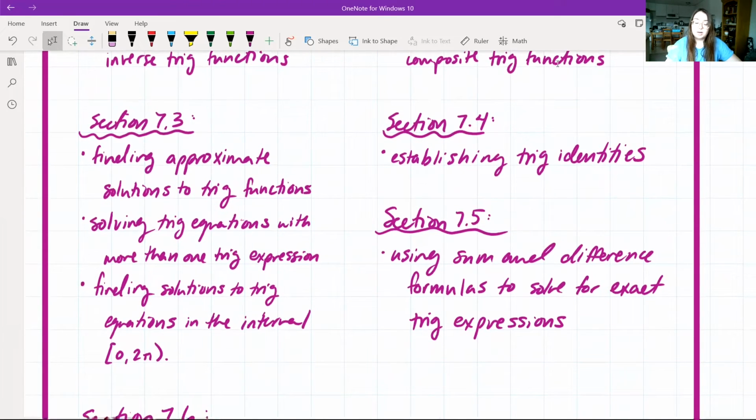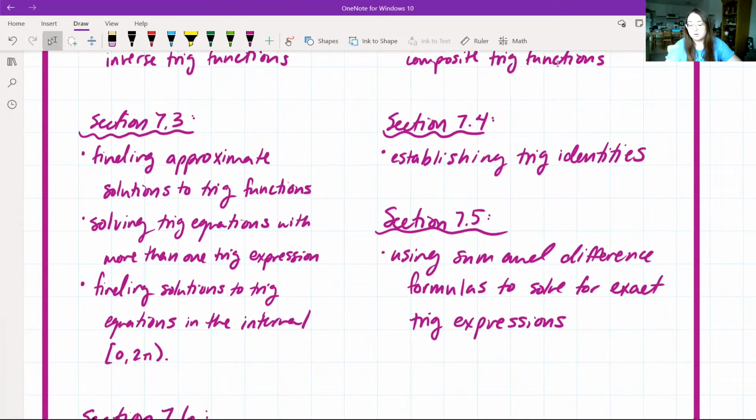Section 7.3, we want to find approximate solutions to trig functions. So that would be using a calculator. Whenever you're asked to find approximate, that's going to be calculator. Solving trig equations with more than one trig expression, so multiple trig expressions. Finding solutions to trig equations in the interval 0 to 2 pi. So that would be finding the solutions in just the interval 0 to 2 pi, so that's when you're going to be dealing with your solution sets.